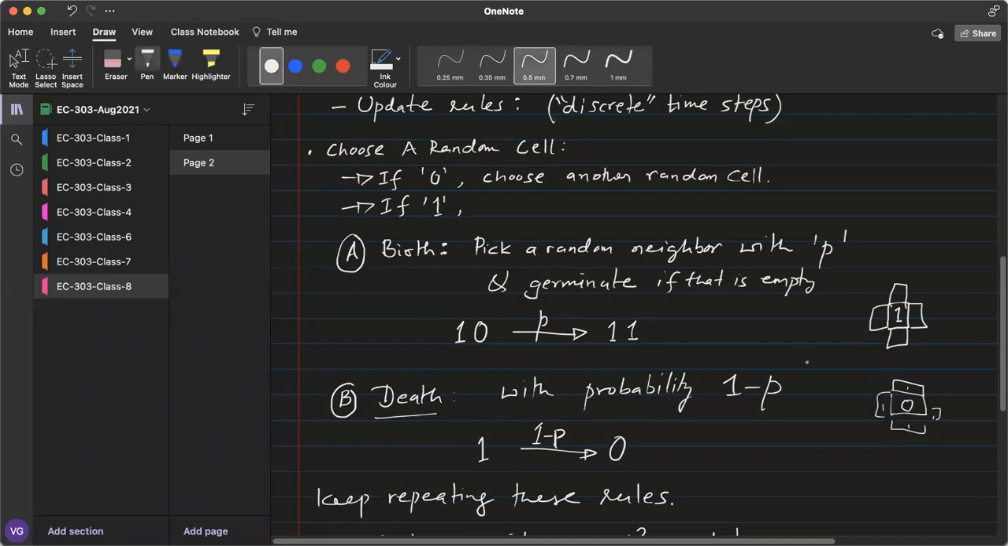No, my question is slightly different. What exactly is the probability P? Is it the probability that an empty cell ends up germinating, or is it the probability that a particular cell is chosen? P is the probability... no, you're not choosing a particular cell. You're choosing one of the neighbors with probability P. So P is the probability of choosing a neighbor. Yeah, that's what it is. It's not a probability of germination.